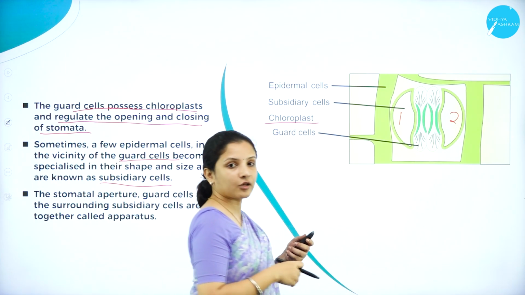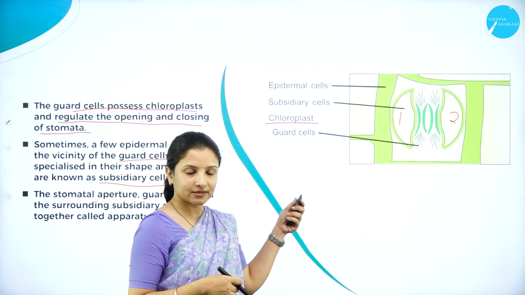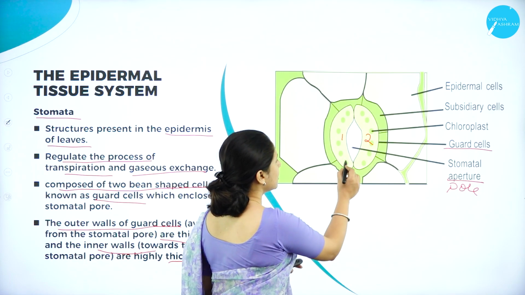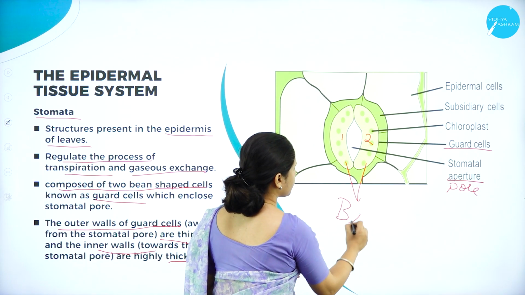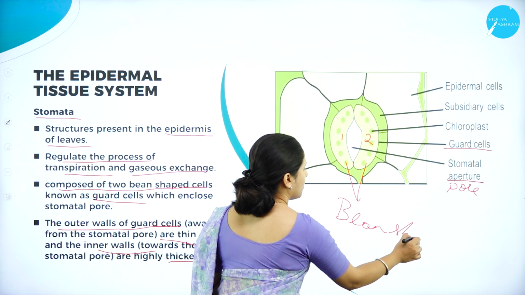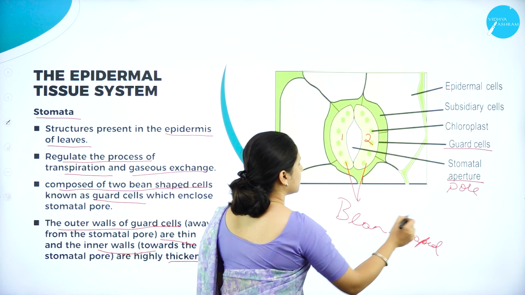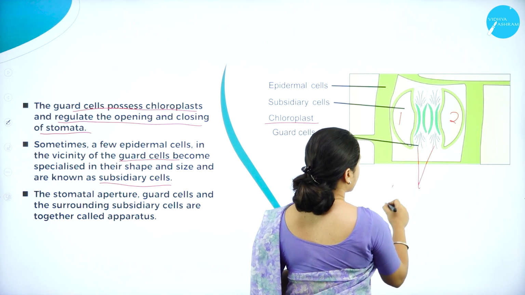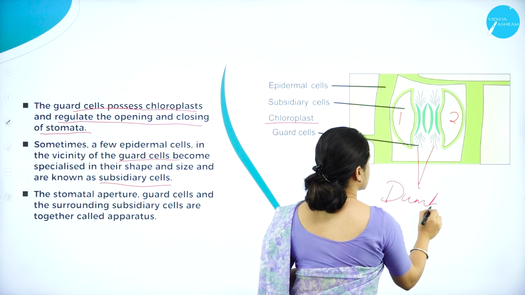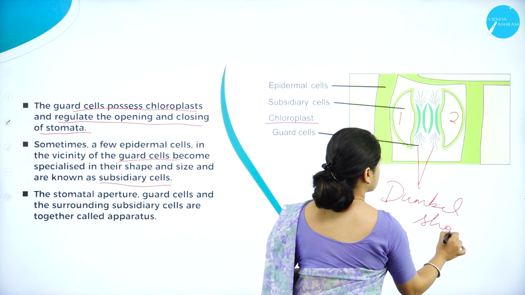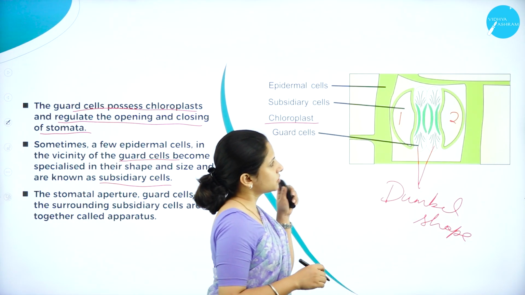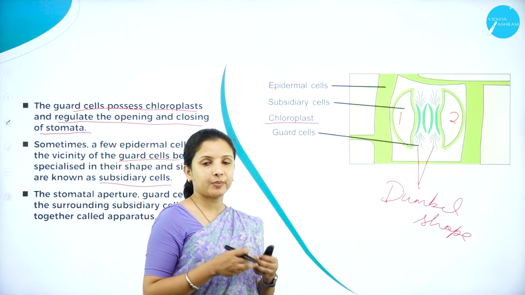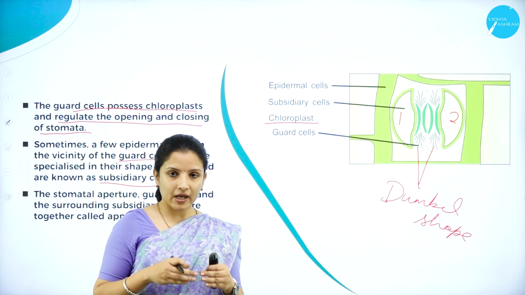The guard cells can be of two types. Either they can be bean shaped, as I had shown you here, or they can also be dumbbell shaped. So these are examples of stomata which are dumbbell shaped. Bean shape or dumbbell shape. Here also you can see the epidermal cells are present, and in between the epidermal cells, the stomatal apparatus is present.